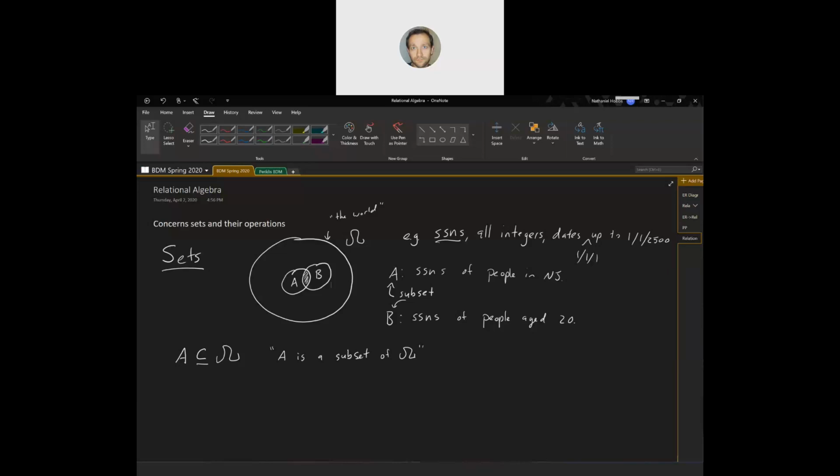There's some basic set operations. Let me scroll down some.